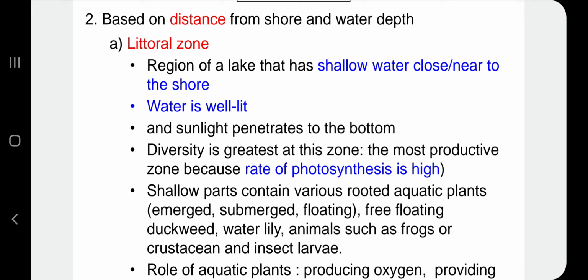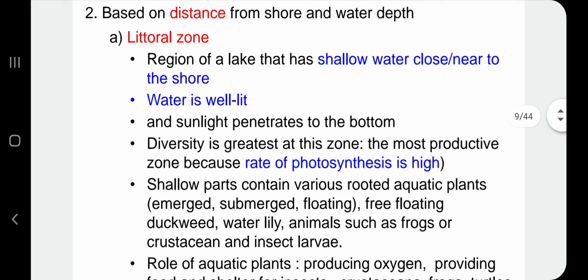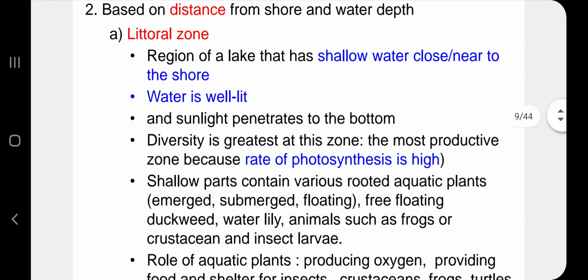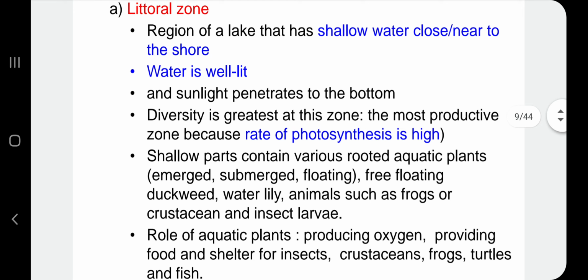So bila producer boleh buat photosynthesis dengan banyak, okay, so kita boleh kata kawasan ni the most productive zone. Okay, so daripada producer lah, the first consumer akan makan producer, and then the second consumer will eat the first consumer, and so on. Okay, all started with producer. Shallow parts contain various rooted aquatic plants. So ada 3 jenis rooted aquatic plant: emergent, submerged and floating. Kita akan tengok next. And then we have free floating duckweed, water lily, animals such as frogs or crustaceans, and insect larvae. So for the role of aquatic plants in littoral zone, they will produce oxygen, providing food and shelter for insects, crustaceans, frogs, turtles and fish.